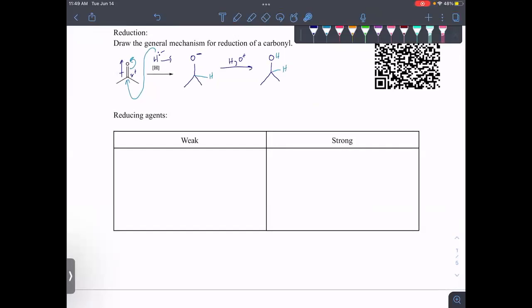So because of the reactivity of the carbonyls, we have different categories of reducing agents. Our weak reducing agents are capable of reducing aldehydes and ketones. And they can be weak because aldehydes and ketones are very reactive. You don't need something strong to force the reaction. Whereas a strong reducing agent is going to reduce all carbonyls, even the least reactive ones.